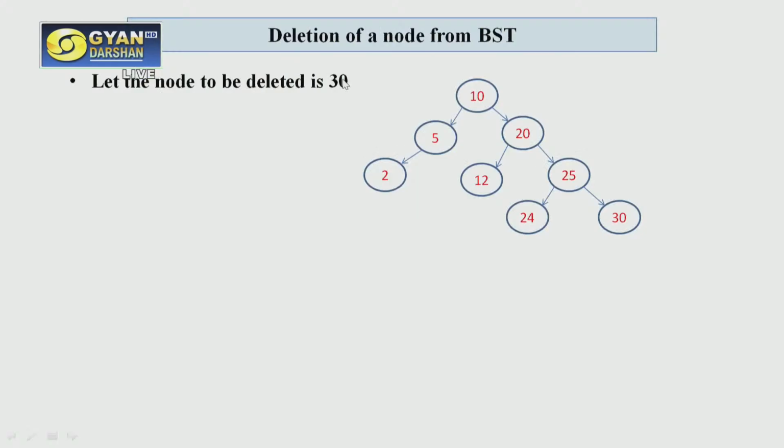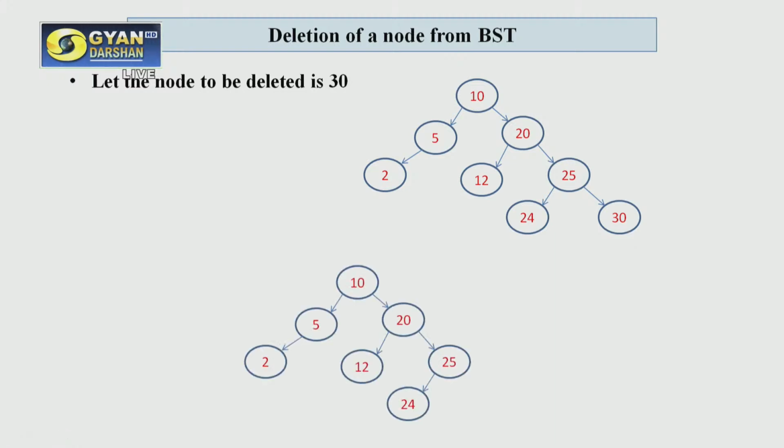Here is the example we can see. Say here I want to delete 30. We can see that 30 is a leaf node, the right child of 25. There is no left child, no right child, so we can simply delete it. And we will get this BST.